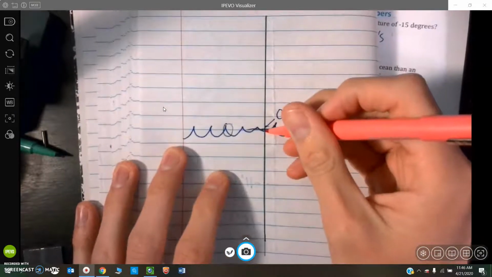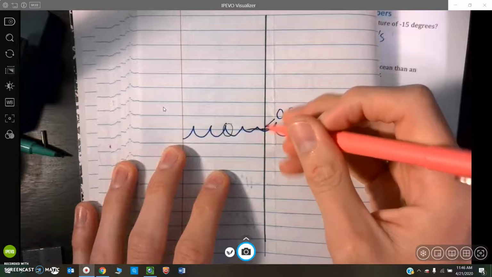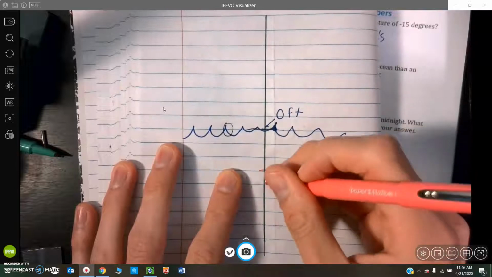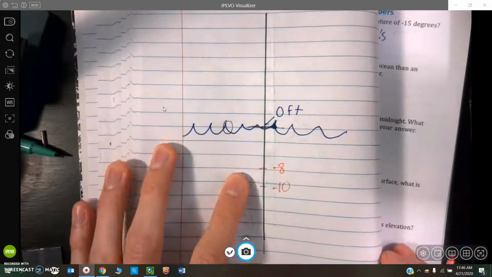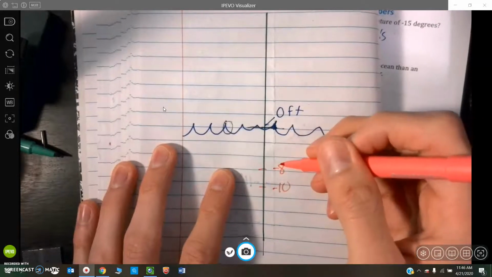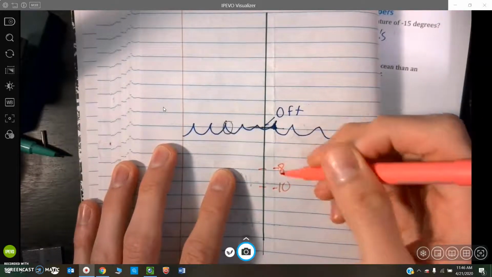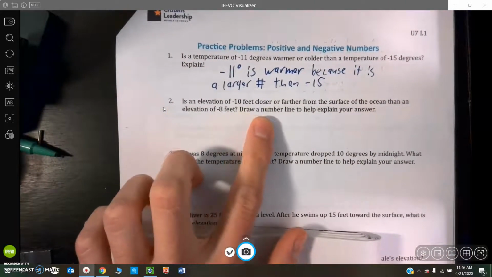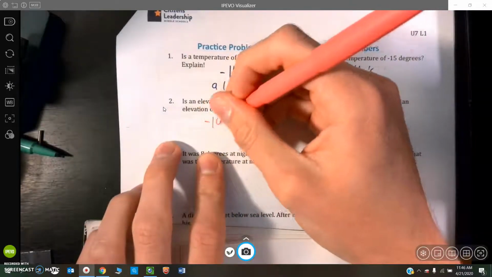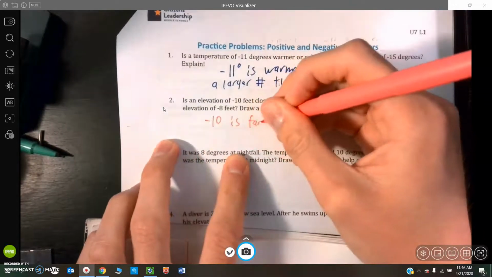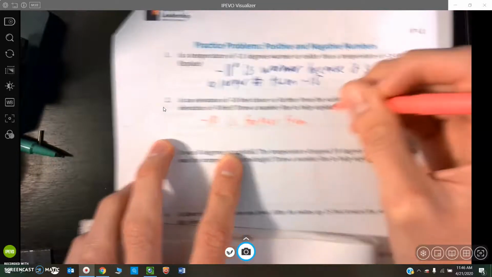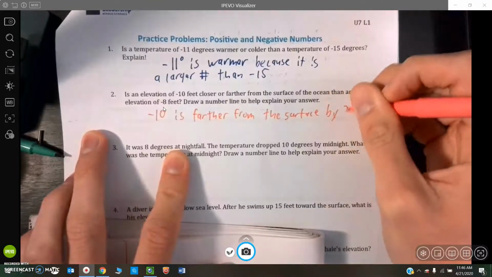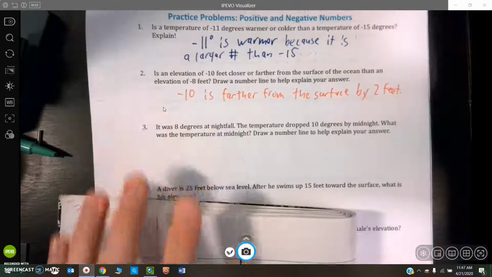Negative numbers mean you're underneath the sea level. You're below the water, or you're in a valley. So -8 would be down here, and -10 would be even deeper. This means you swam 8 feet down, and -10 means you swam 10 feet down. So, is an elevation of -10 feet closer or farther? -10 is farther from the surface by 2 feet. You swam down an extra 2 feet.